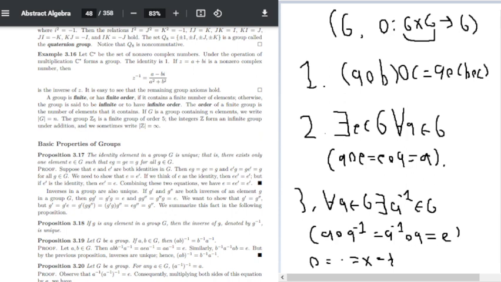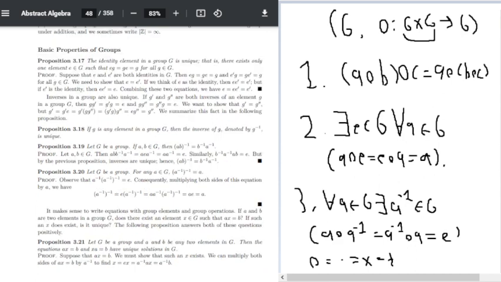If G is a group containing n elements, we write |G| equals n, which I'll just refer to as the order of G from now on. The group Z5 is a finite group of order 5. The integers Z form an infinite group under addition, and we sometimes write that the order of Z equals infinity.